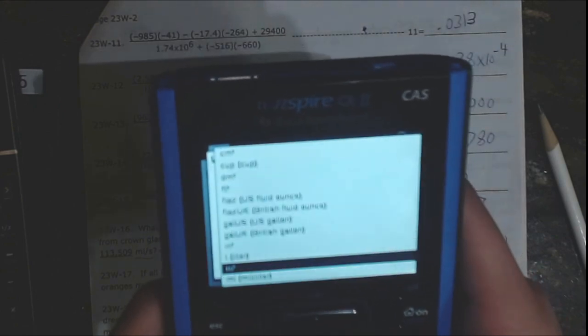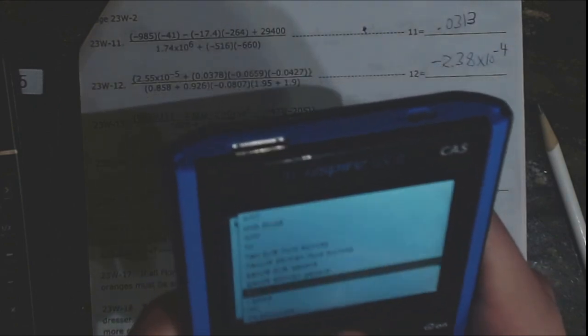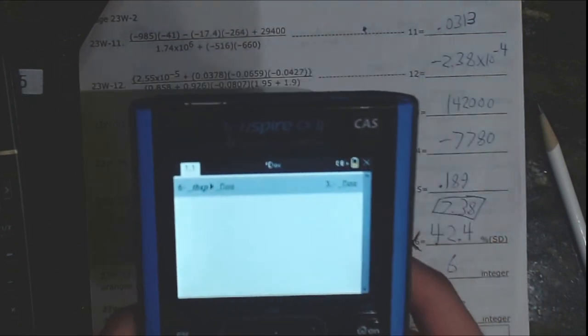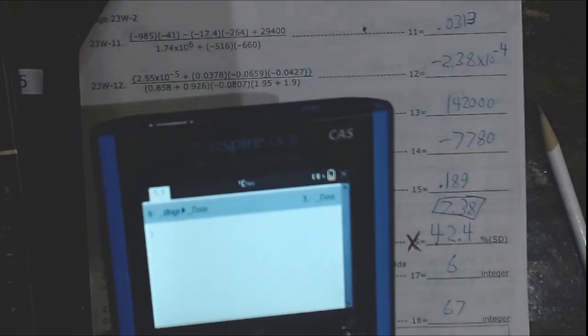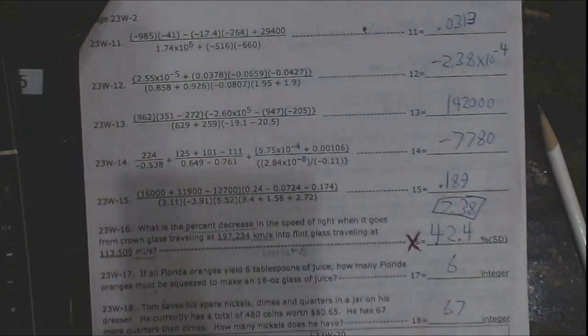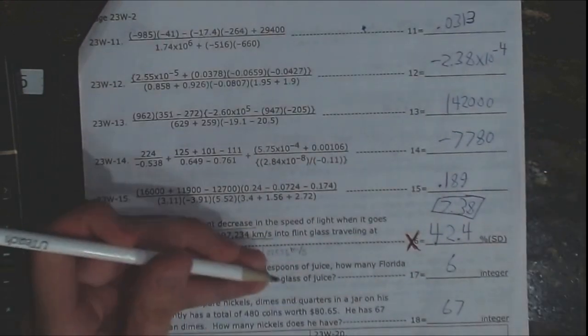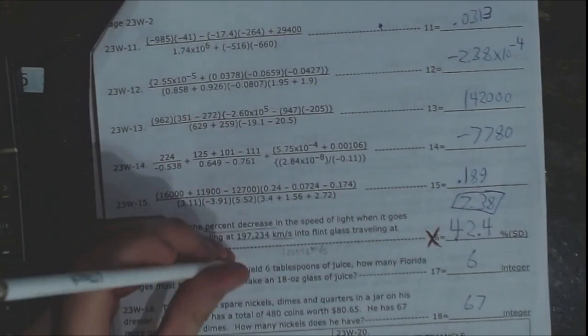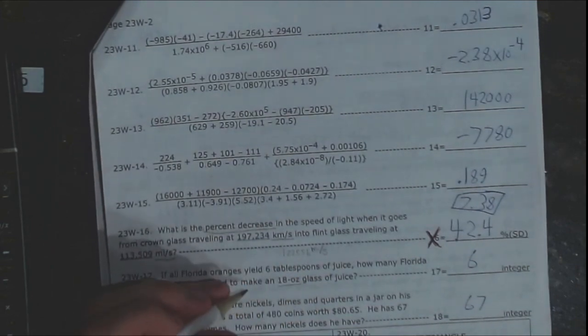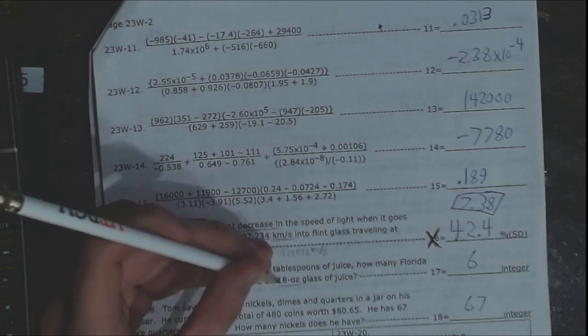And I'm going to ounces, so I'll go to US fluid ounce. And so I get that 6 tablespoons is equal to 3 fluid ounces. So that means one Florida orange has 3 fluid ounces of juice. So if I want to make 18 glasses of juice, I'll have to use 18 ounces.